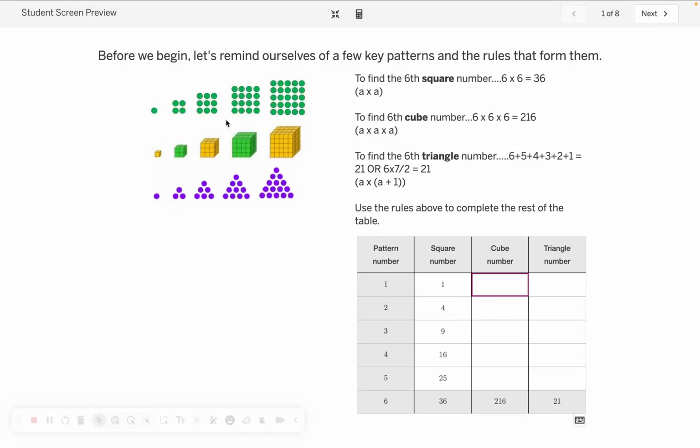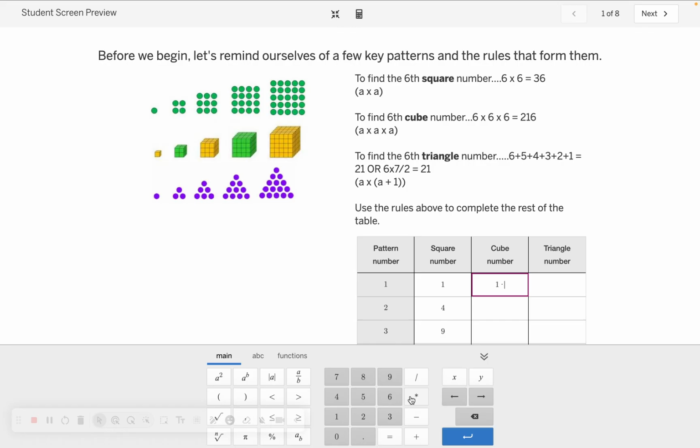Now cube numbers belong to this second row of cubes, and we know that the special feature of a cube is that the length, the width, and the height are always the same. So if we start off with the first pattern number, where each length, width, and height is 1 centimeter or 1 unit, we don't necessarily have to call this centimeters. If you multiply for the volume, you take 1 multiplied by 1 multiplied by 1. So that gives me 1.